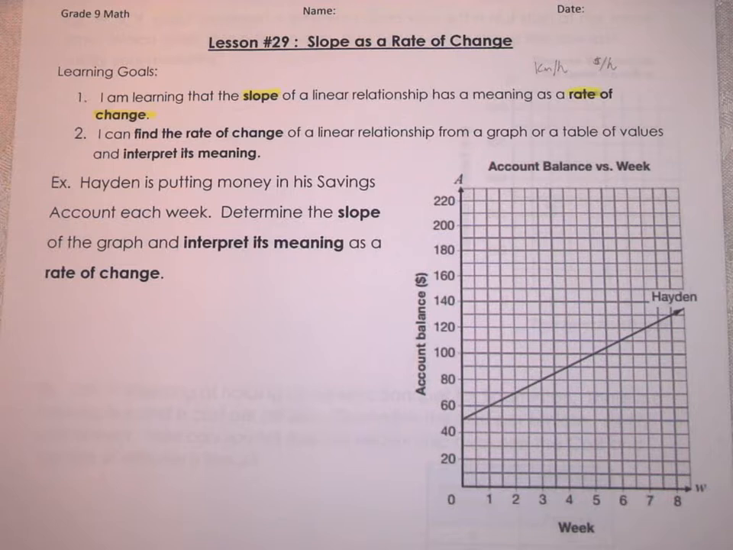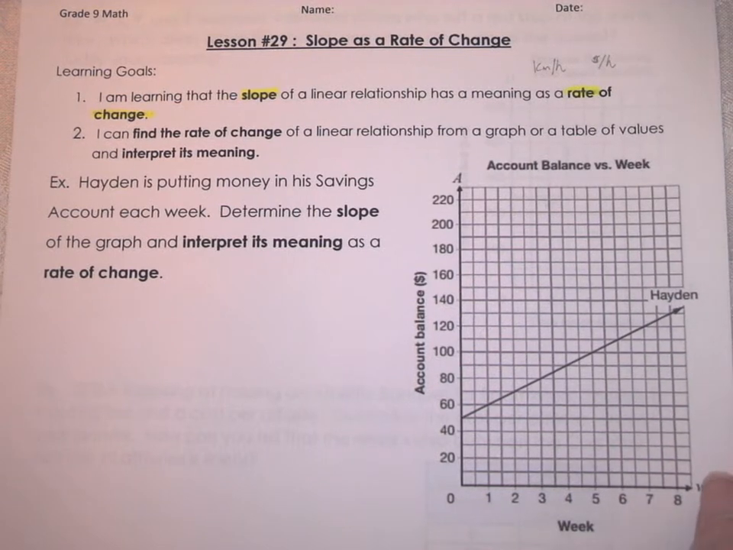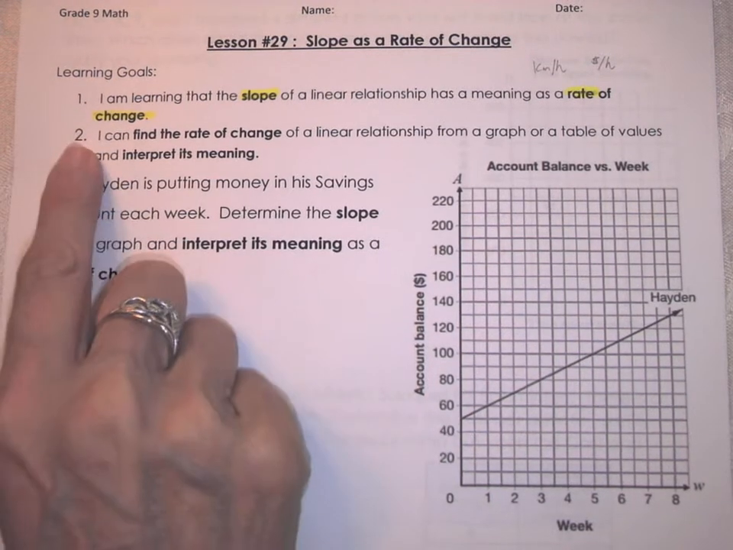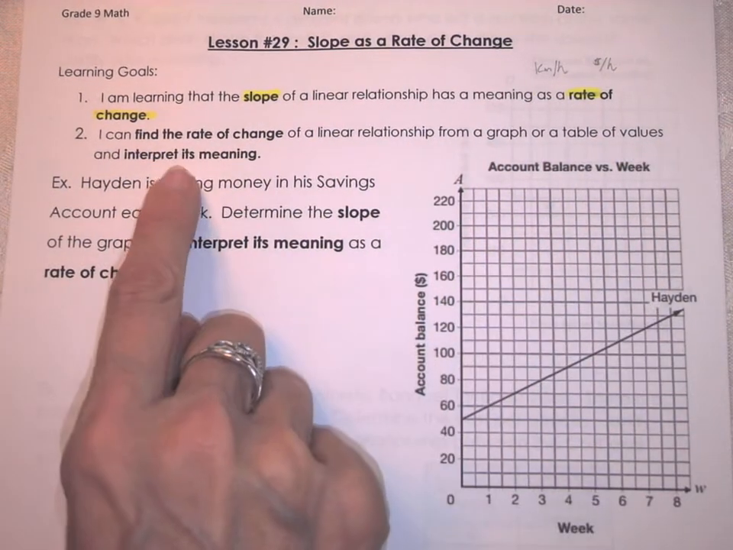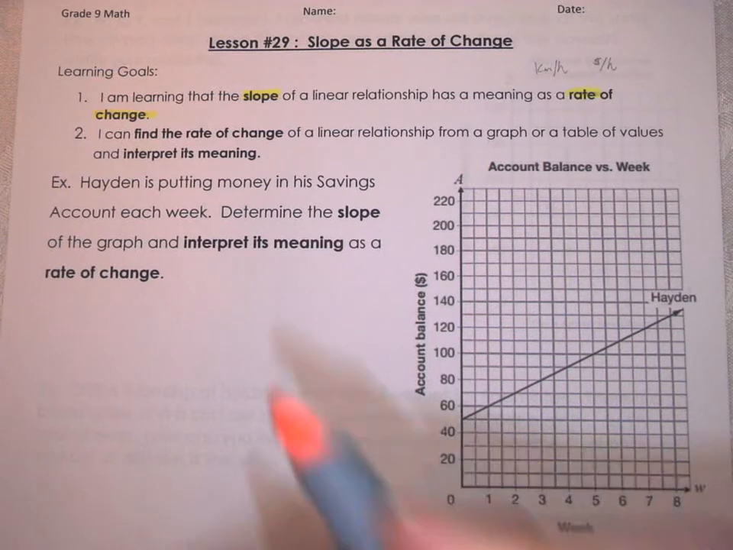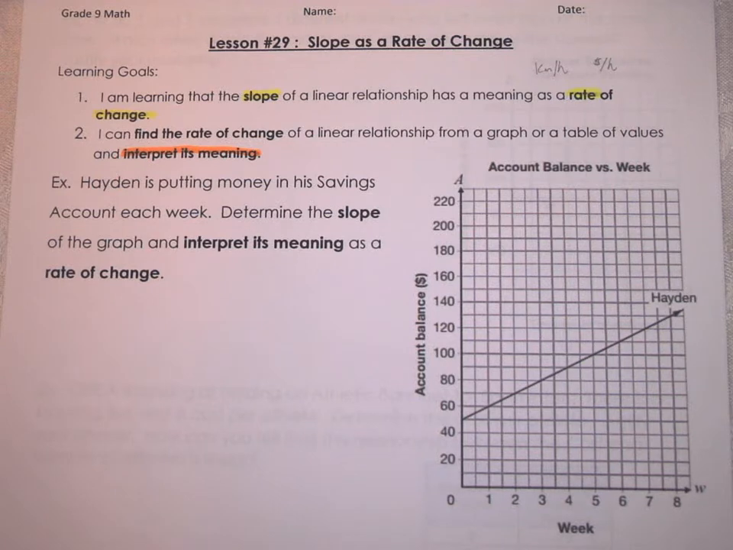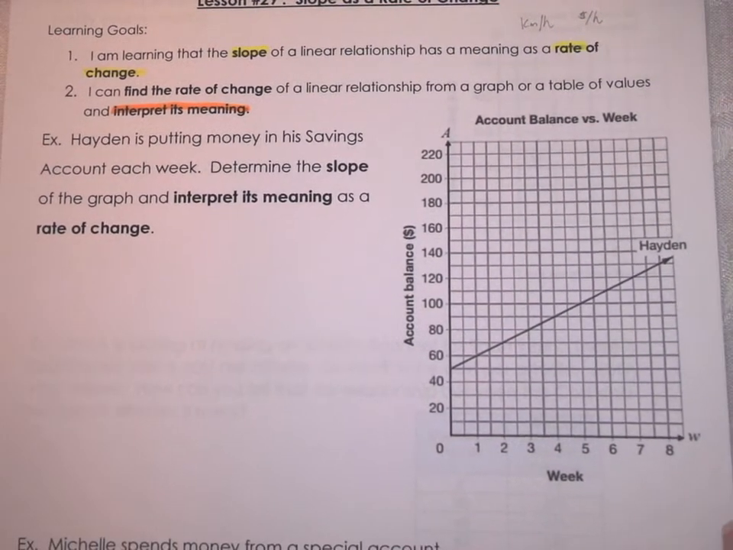So usually they'll always involve units if you're interpreting it as a rate of change. And once you've found the rate of change, you can find its meaning. Its meaning will become more obvious. So that's our second learning goal. We can find the rate of change of a linear relationship from a graph or a table of values and interpret its meaning, which is important to be able to do. What does it mean in the context of the question? And again, once you've found what the rate of change is, it's pretty easy to explain what it means.